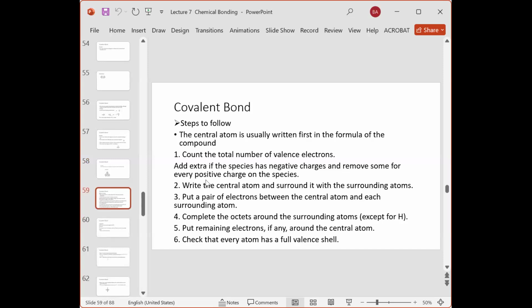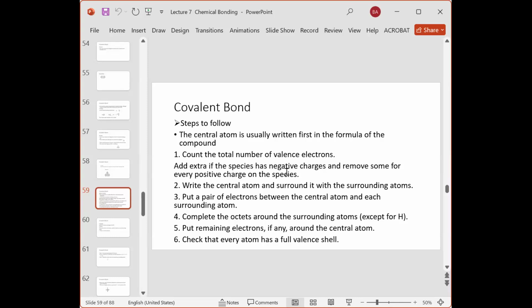So there are steps that you need to follow to do the bonding to satisfy the octet. The central atom is usually written first in the formula of the compound. What you do is this: you count the total number of valence electrons. Then you add extra if the species has negative charges, and remove some for every positive charge on the species. Then you write the central atom and surround it with the surrounding atoms.